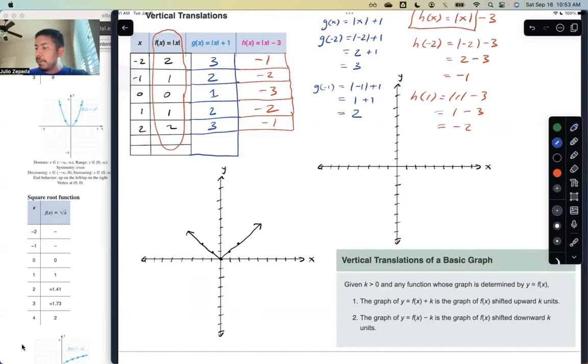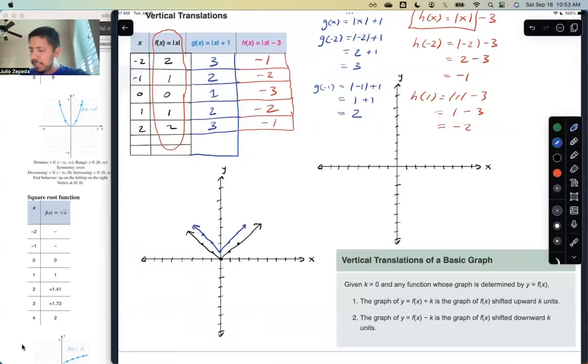Now plotting just the points, -2, 3, -1, 2, 0, 1, 1, 2 and 2, 3, we get this blue graph here.